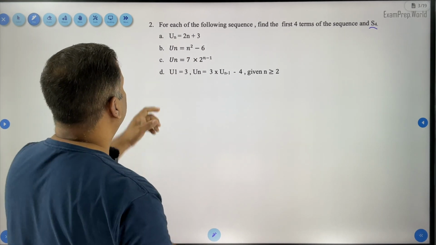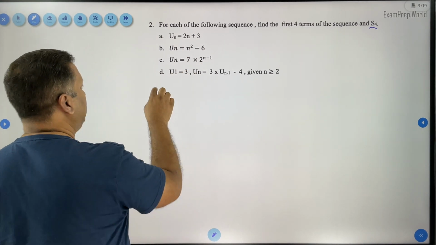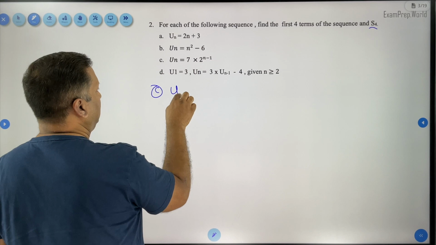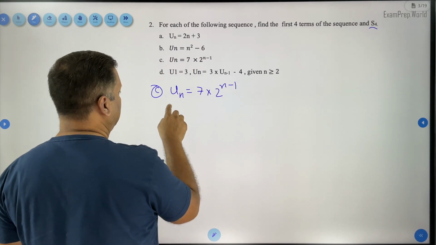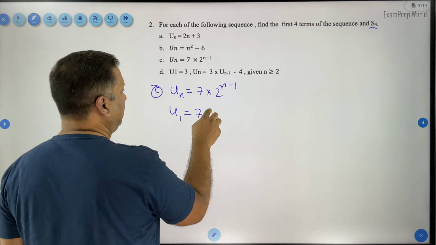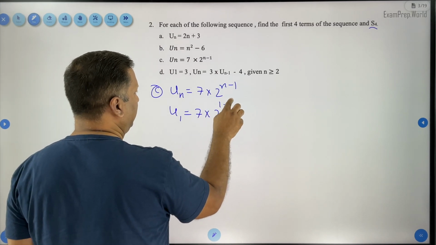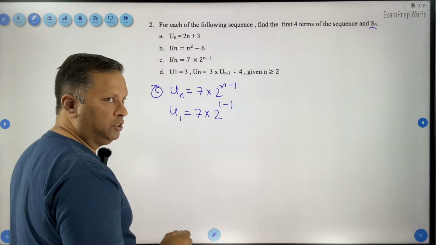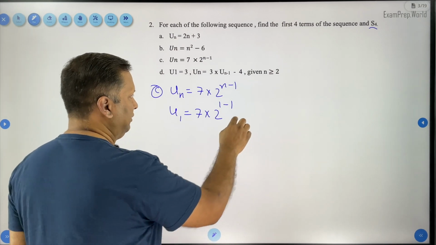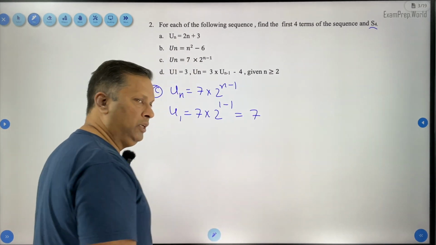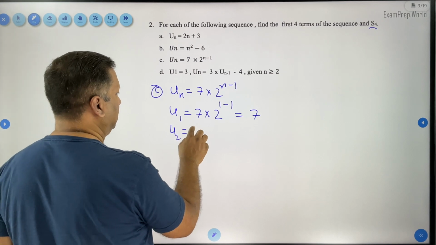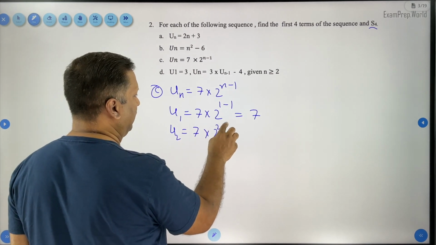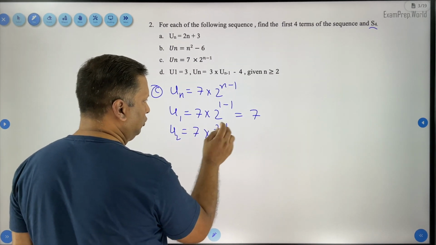We have C. Un is 7 times 2 to power n minus 1. Therefore, U1 will be 7 into 2 to power 1 minus 1. 2 to power 0 is 1. 1 times 7 is 7. U2 is 7 into 2 to power 2 minus 1, which is 7 times 2, which is 14.